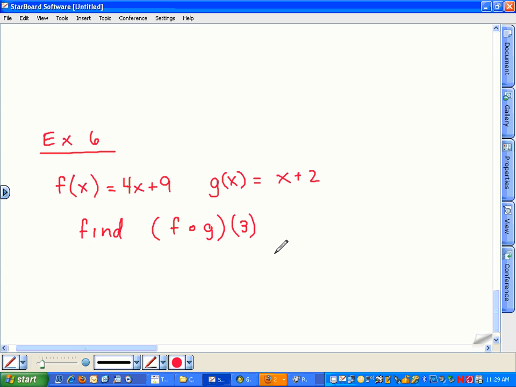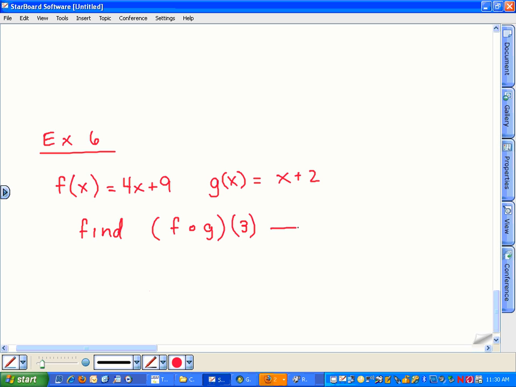Let me explain the more difficult way to do this, and then let me show you the really easy way. The more difficult way, which you could do and it'll still give you the right answer, is to find the composition first. So you put the g function entirely inside of the f function. You find that composition, and then you plug 3 into that new function. Does that make sense? That's the more difficult way.